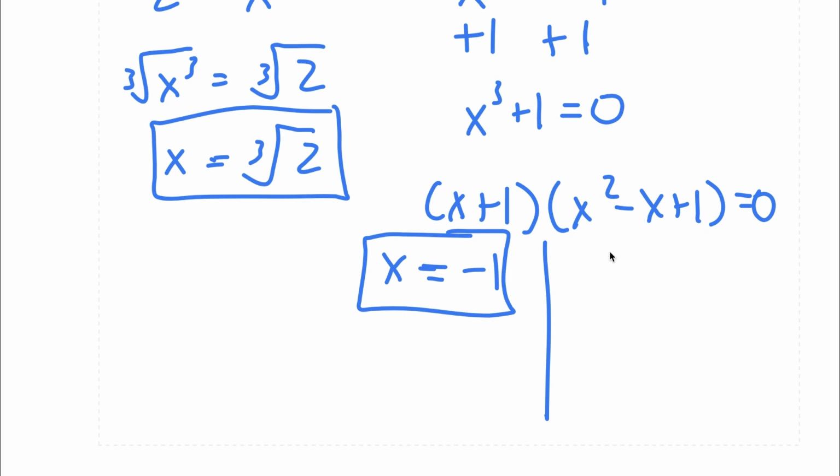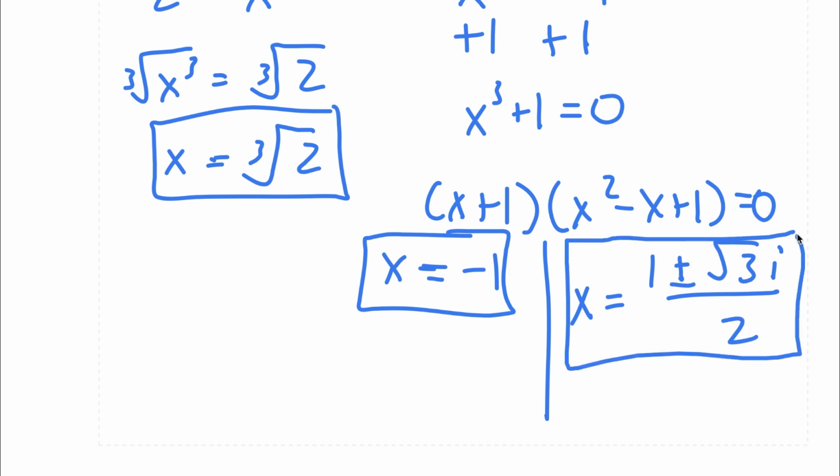And to solve this, I actually have to plug this into the quadratic formula, and I'm not going to waste your time doing all of that. But the two solutions I get for x are: x is equal to 1 plus or minus the square root of 3i over 2. So these are my four solutions to this problem.